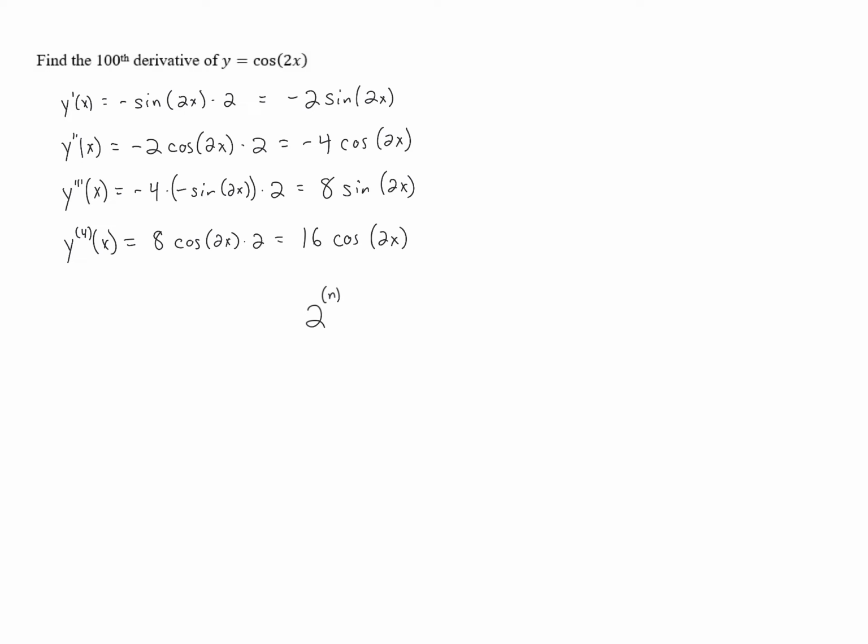And then out front, the coefficient is going to be 2 to the nth power, where n is the derivative. That's just 100 here. And so we can say that the 100th derivative here is going to be 2 to the 100th power times cosine of 2x. And there we go.